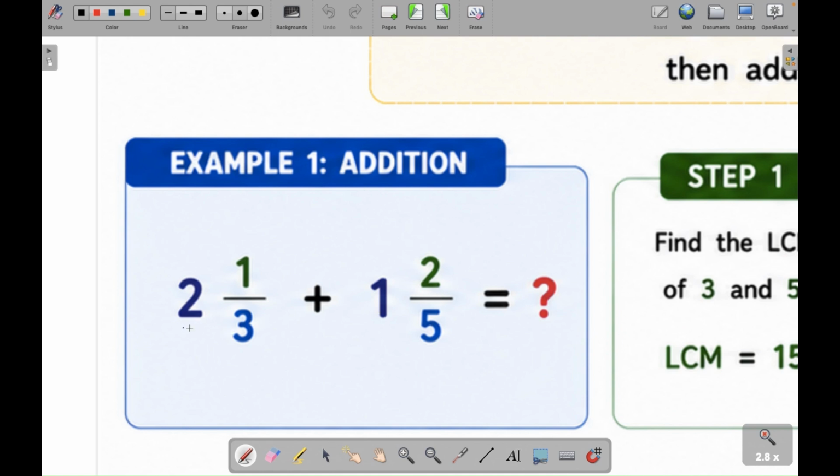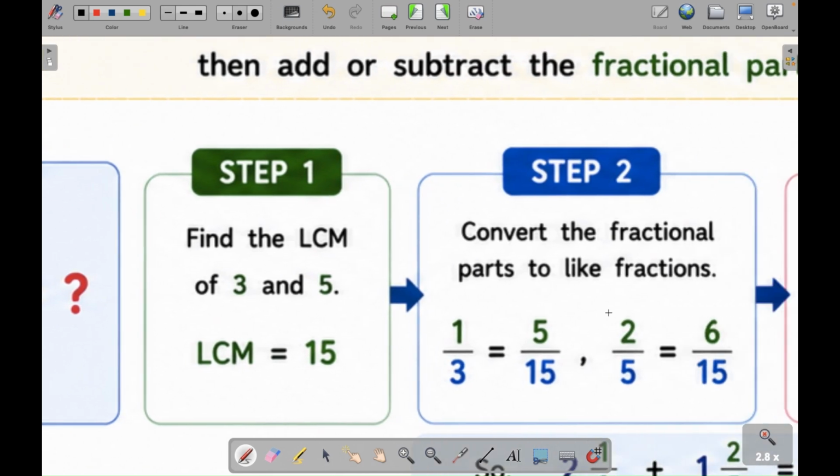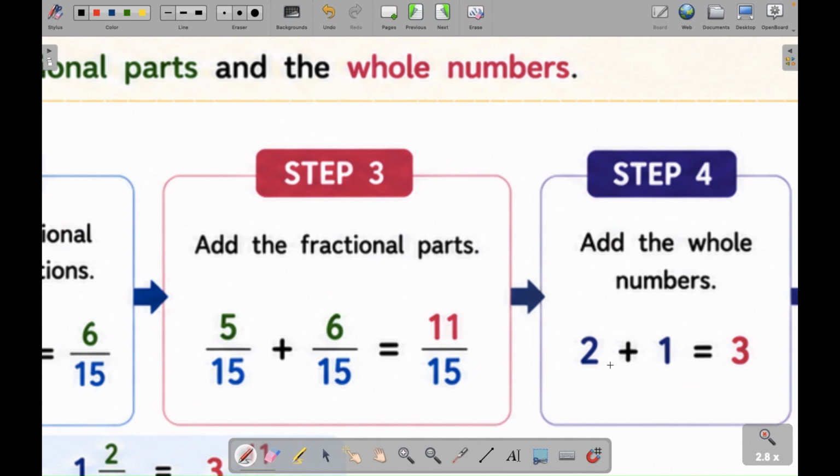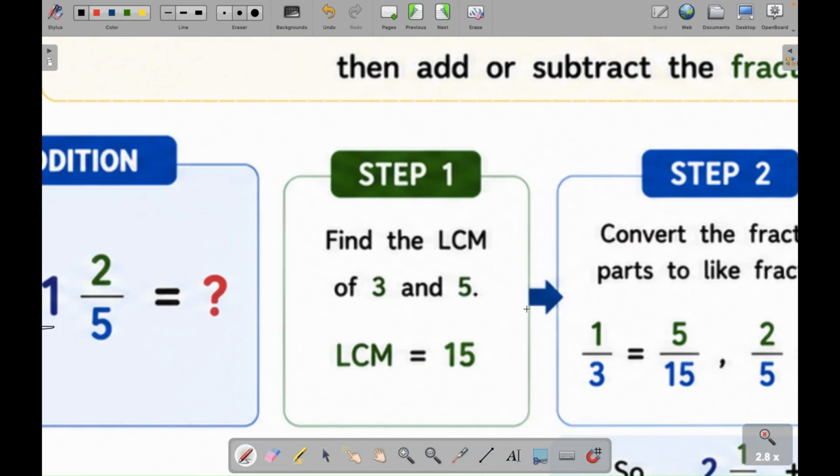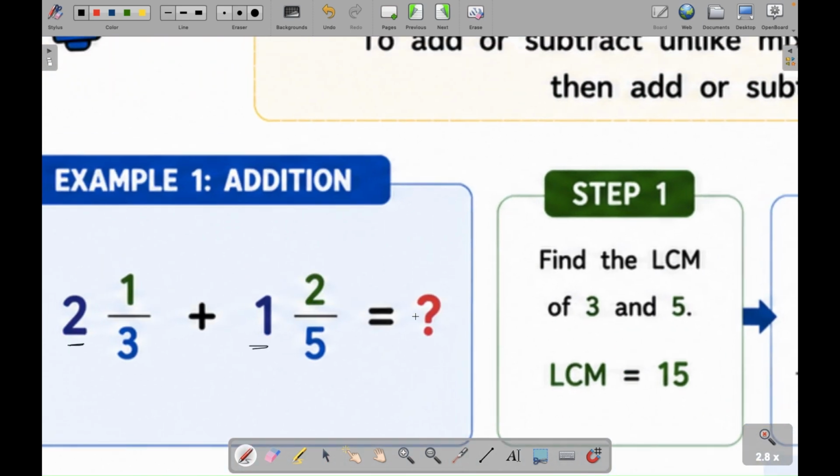We first add the whole part. So 2 plus 1 gives us 3. This is the first step. Then we add the fractional part, 1/3 and 2/5. Since they are unlike fractions, we have to convert them to like fractions. How do we convert them to like fractions? We find their LCM. The LCM of 3 and 5 is 15 because they have no factor in common. So the LCM is 15.